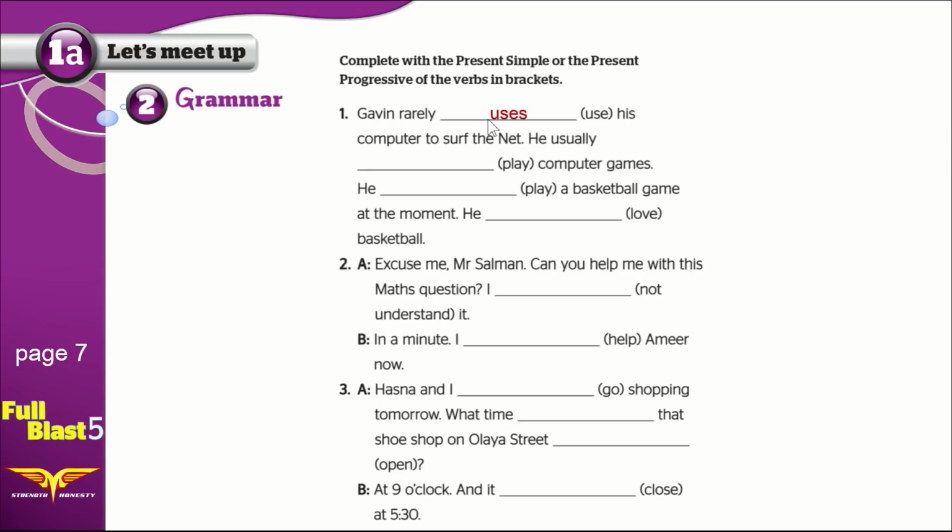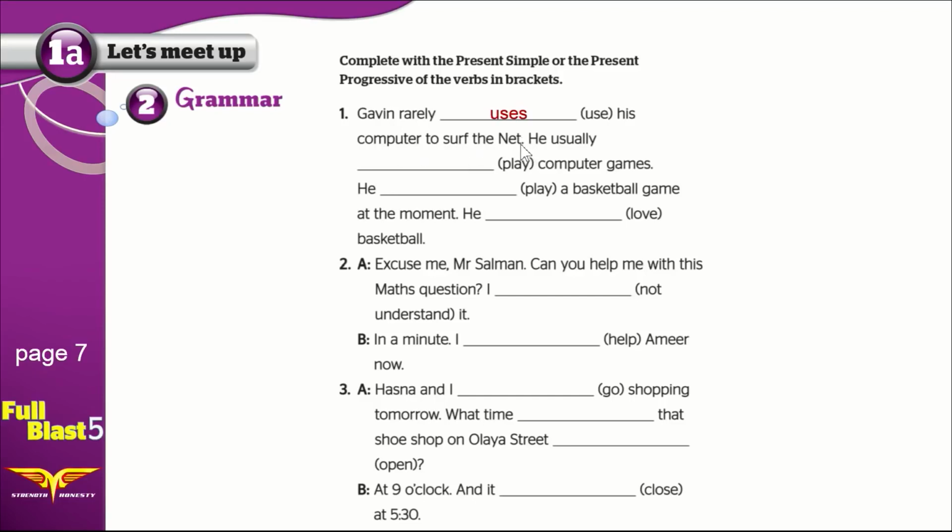First of all, this is present simple. Why? Because we have rarely. And if you remember, this sentence is positive. It's not negative. It's not a question. So we have to add an S at the end of the verb. Why? Because we have Gavin. Some might think, okay, we don't have he, she, and it. Yes, we do. We have Gavin. When you say Gavin rarely uses, it is the same as when you say he rarely uses his computer to surf the net.